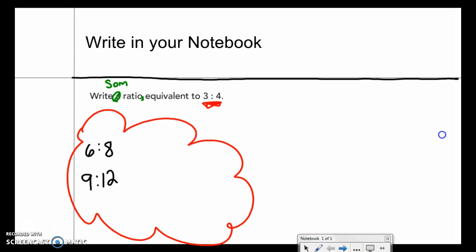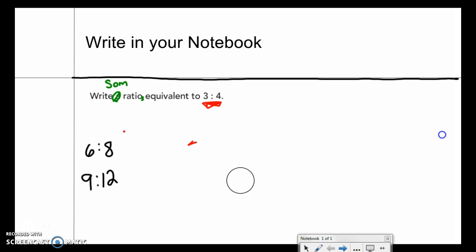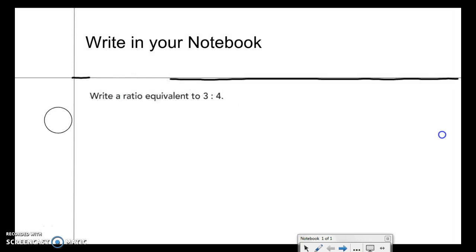I want you to create at least 3 equivalent ratios to 3 to 4. When you finish, check with the neighbor and see if they got it right. You don't have to have the same ones. I mean, you can make them as complex as possible if you want to. Just make sure that your neighbor is right, so that way to see if they understand what we just did.